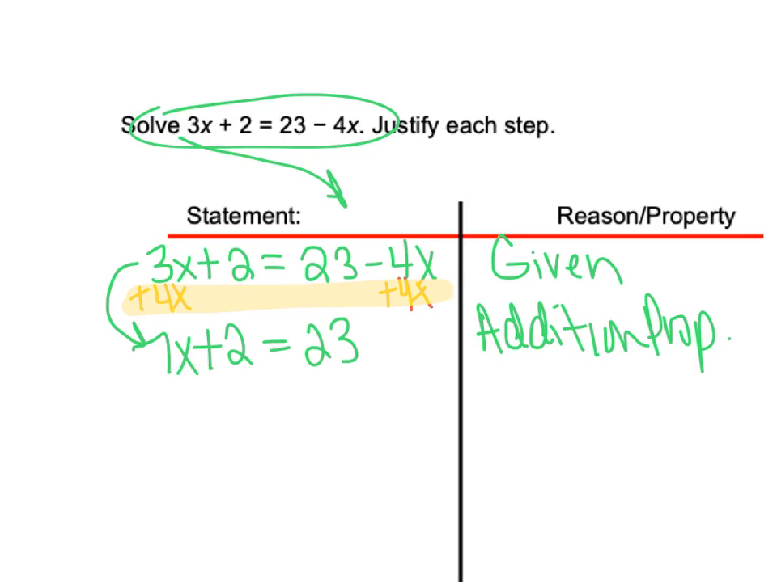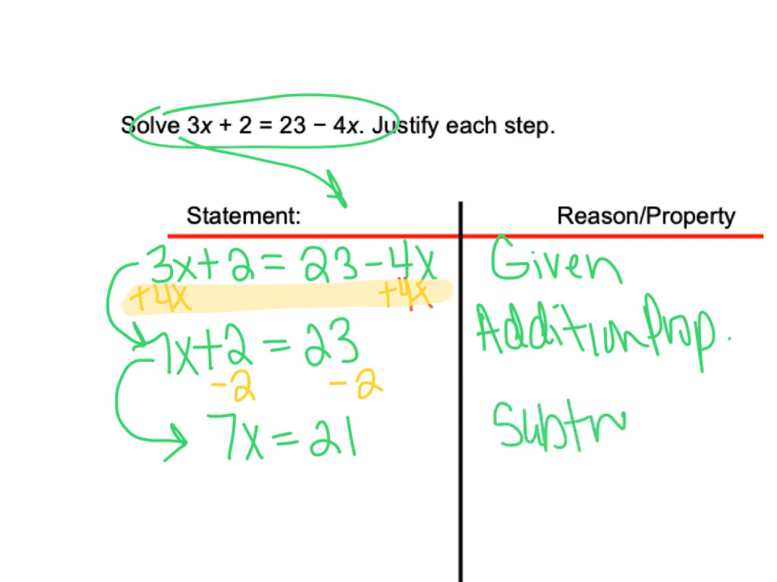My next step that I would do is I would subtract 2 from both sides. Okay? And I would get 7x equals 21. To go from this green step to this green step, what did I do? I subtracted. So I'm going to have the subtraction property of equality.